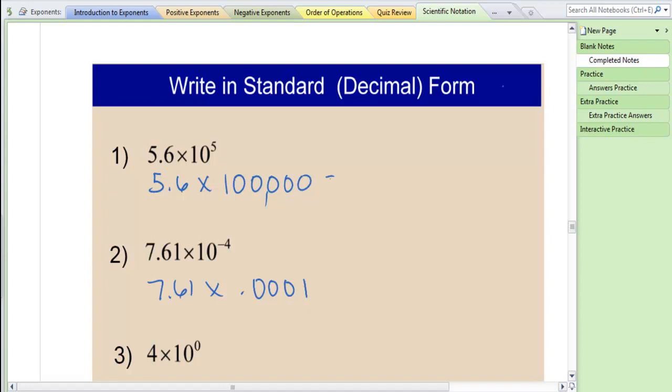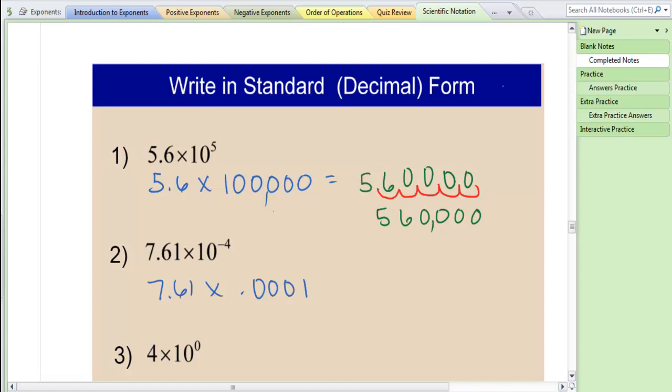So in number 1, this is letting us know we need to move our decimal 5 places. So we're going to take that 5.6, move that decimal 1, 2, 3, 4, 5 places, fill all those places in with zeros, and our final answer is 560,000, which makes sense. 5.6 times 100,000 is 560,000.